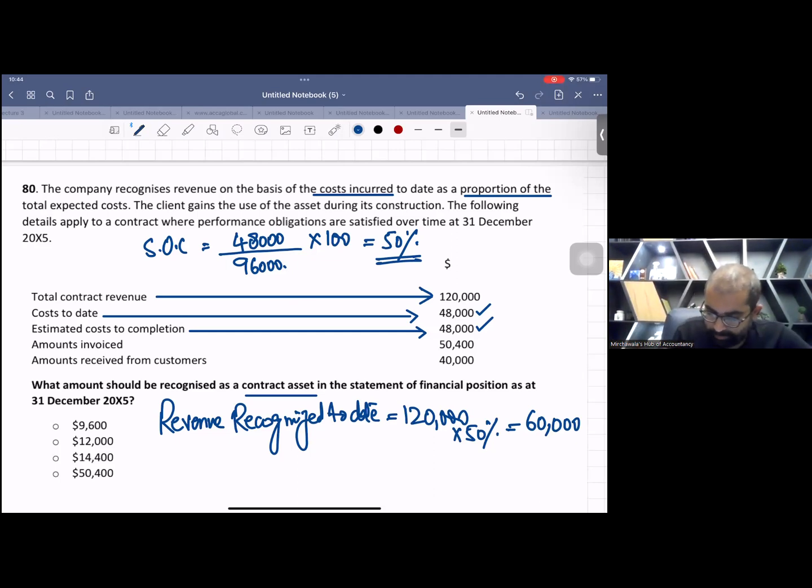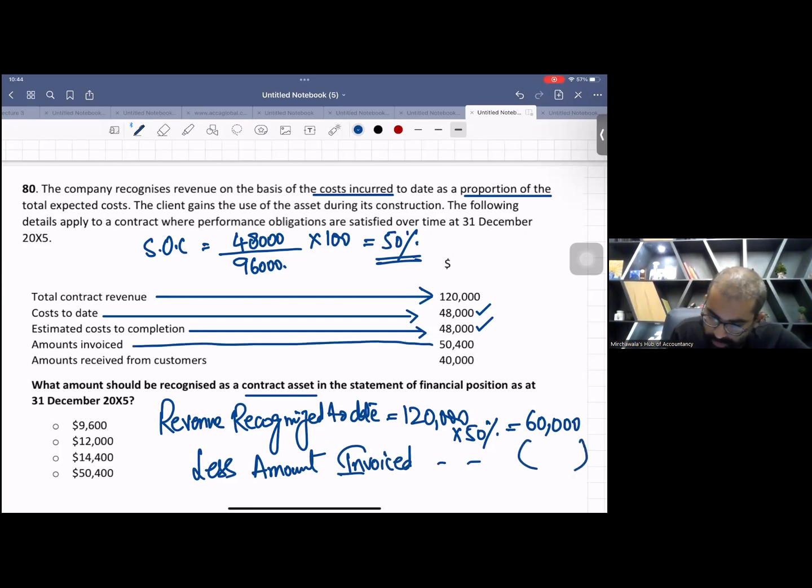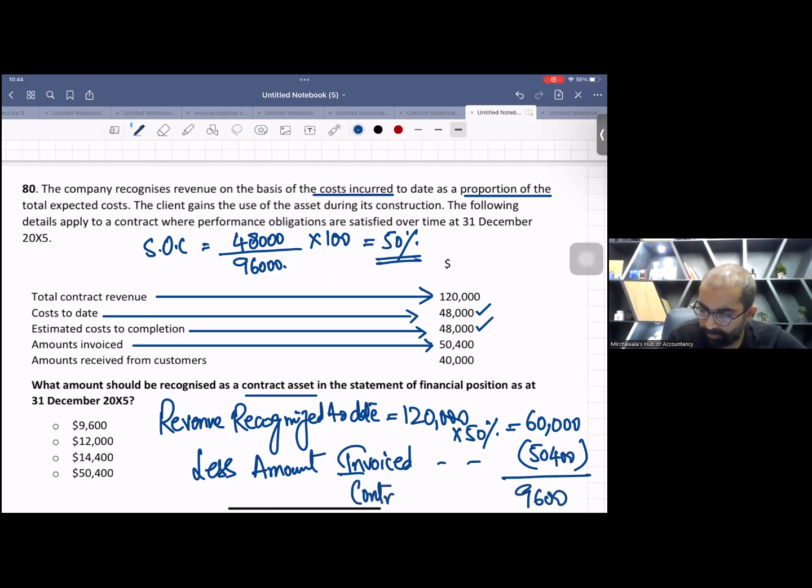Now, less amount invoiced to date. Open your eyes. This is your amount invoiced, 50,400. So the difference, 96,600, is your contract asset. The answer is A.